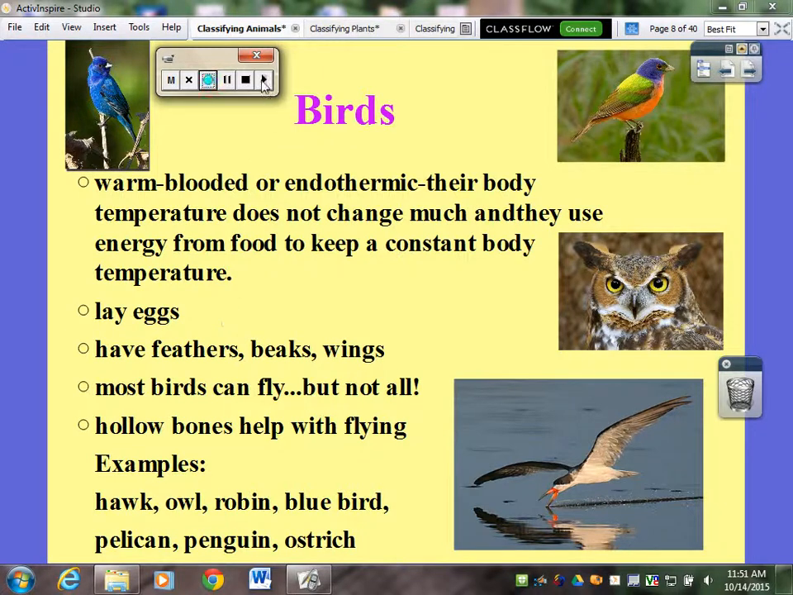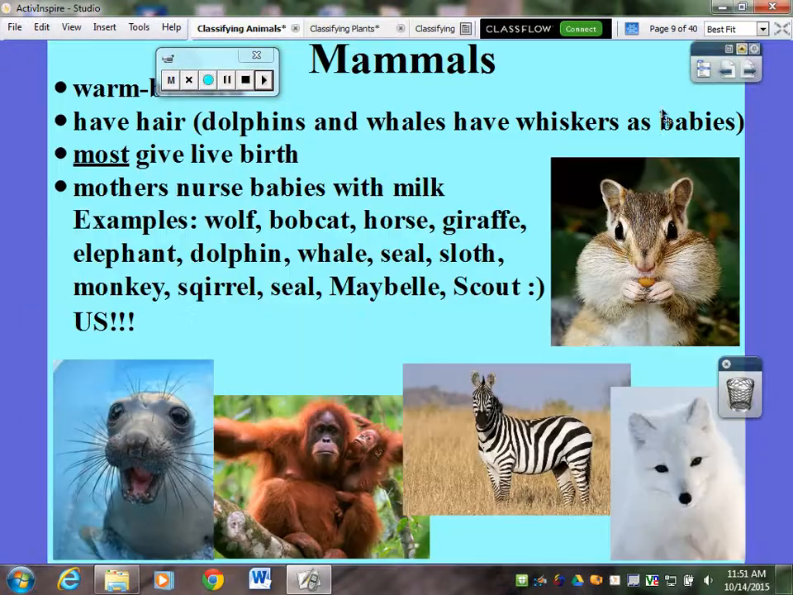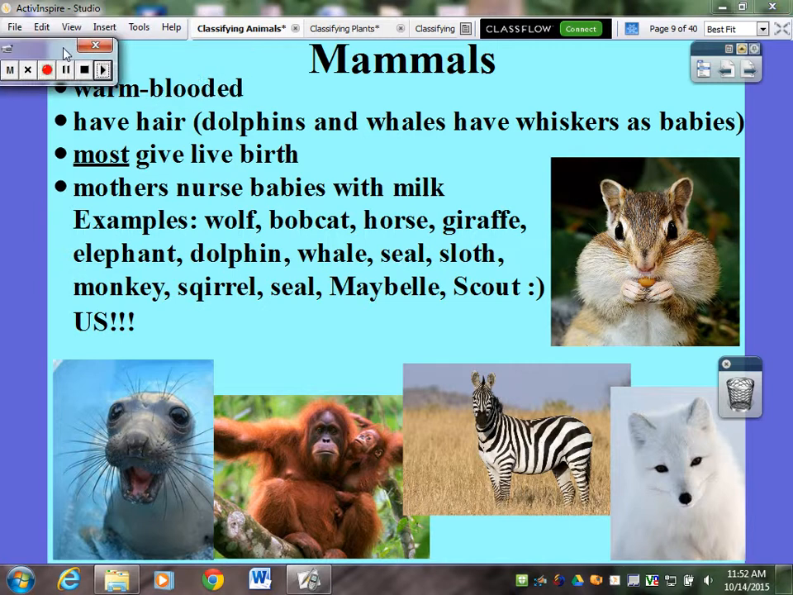All right, let's take a look at our next group, which is, wrong button, sorry, which is mammals. Again, this is our second warm-blooded group, and we only have two. So just birds and mammals are our only two warm-blooded groups. Mammals are grouped in this category based on certain characteristics, and those characteristics are: one, that they have hair or fur. Okay, most of them give live birth, and mothers nurse their babies with milk. And one other thing, which I don't have on here, which I probably need to add, is that they breathe with lungs, as do birds.